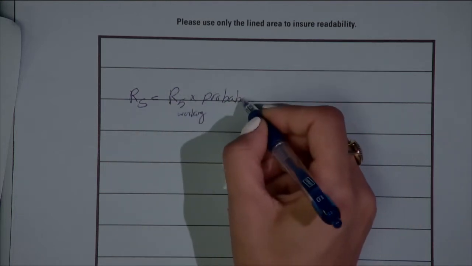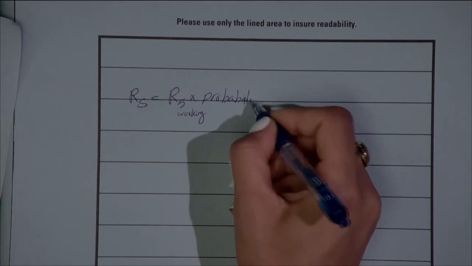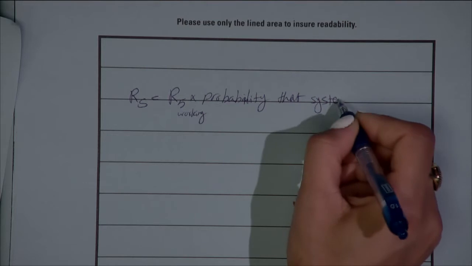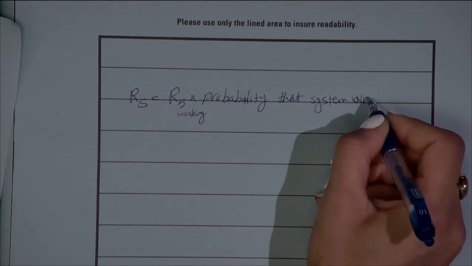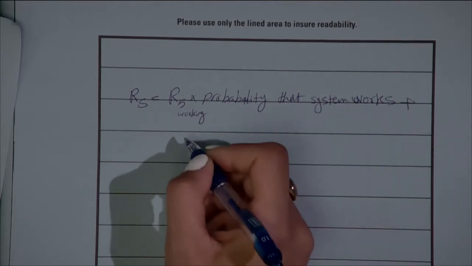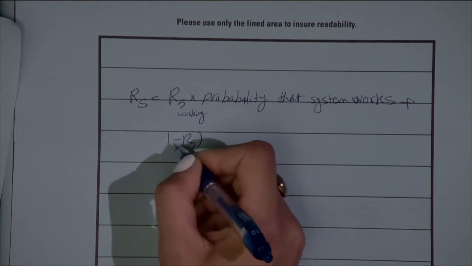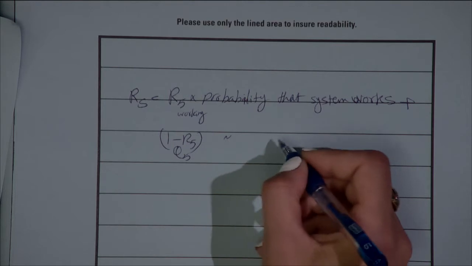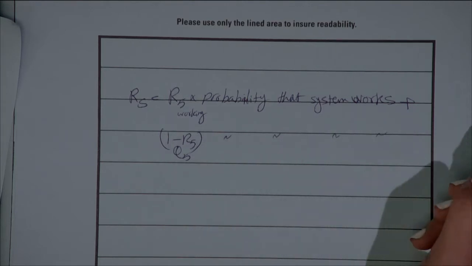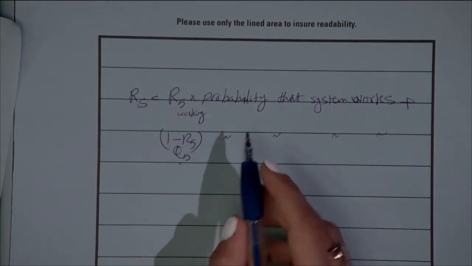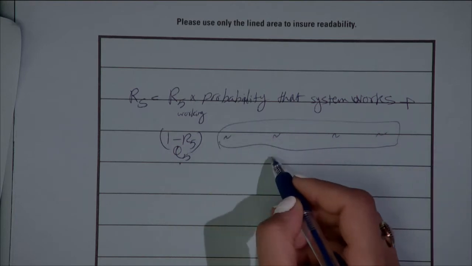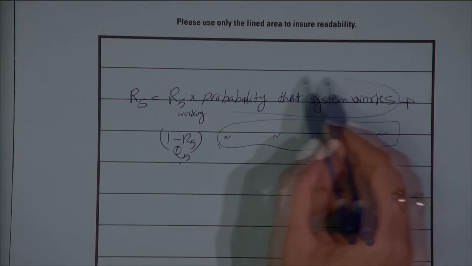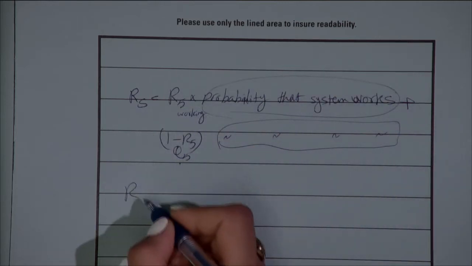Multiply that by the probability that the system works, plus 1 minus R5, which is Q5, basically the probability of failure, multiplied by the probability that the system works. So when it fails, you get the reliability of the system which we calculated previously, and we calculated this part too. We just need to condition it based on that R5.